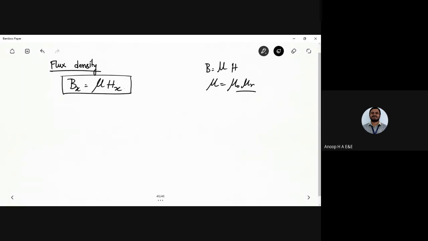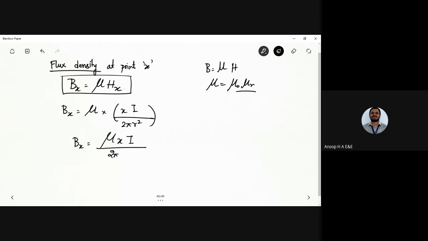So for the flux density at a point x, Bx would be equal to mu into Hx. Okay, so substitute for Hx. What is Hx? x into I divided by 2 pi into r squared. All right, so Bx would be equal to mu into x into I divided by 2 pi into r squared. Got it? So it is not mu x, it is mu into x into I divided by 2 pi into r squared.